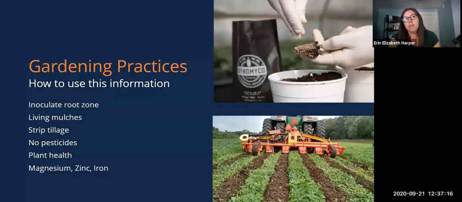Our macros for plants are nitrogen, potassium, and phosphorus. So that's what we usually add in a fertilizer. So it seems as though a more holistic fertilizer, something like a compost tea that's going to have a little bit of all of the nutrients, is really more important, because we need to feed the microorganisms as well as feed the plants.